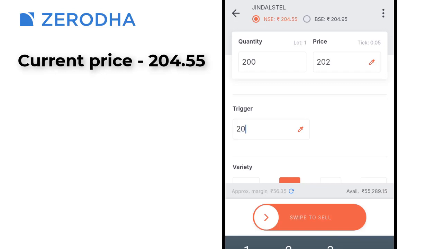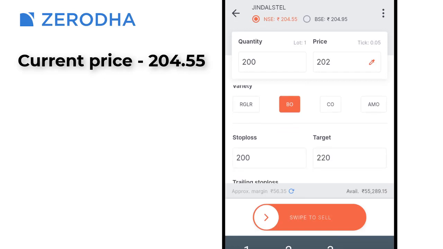So I can keep both the same. Next, bracket order. So stop loss and target you have to understand. As I said, when we are selling a stock, we are expecting the market to come down, to fall. So when the stock price keeps dropping, only then can we make a profit. If the stock price rises against us, then we are losing money.